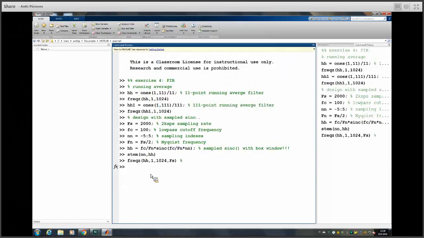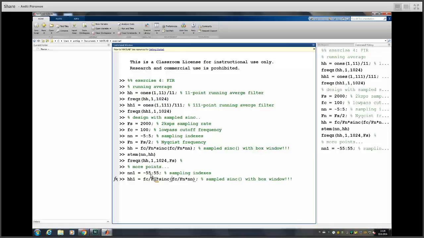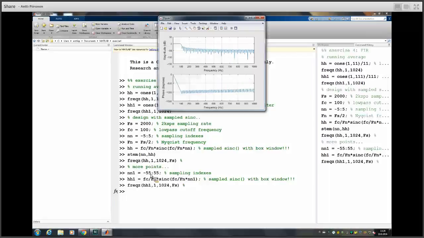And seeing is believing. Let's try more points. So let's make NN1 as 55, 55 sampling indexes. Now I have the same length, 111 points, as I had in the running average. And HH1 equals that one times that one. Let's see the frequency response of this one. All right.